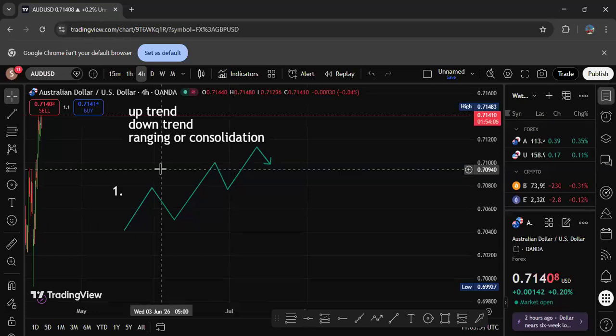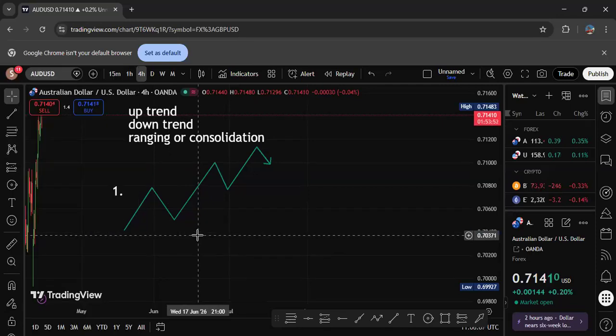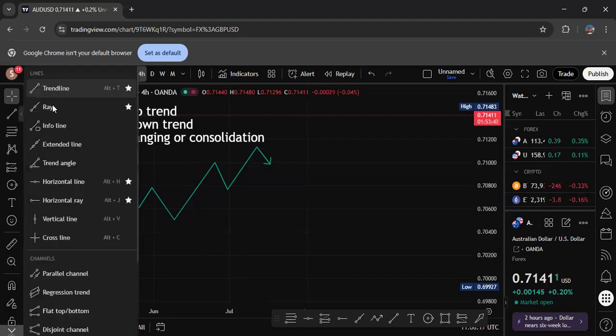So then if you check the left side of my screen here, you can see a lot of tools. So we have the trend line, we have some other tools you can use also to know if the market is heading up or heading down. So this one here is called trend line, ray line, information line, extended line, but you don't actually need everything. You only need about 3 to 4 of them.